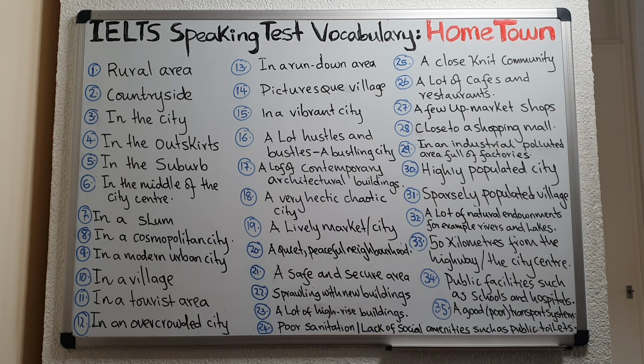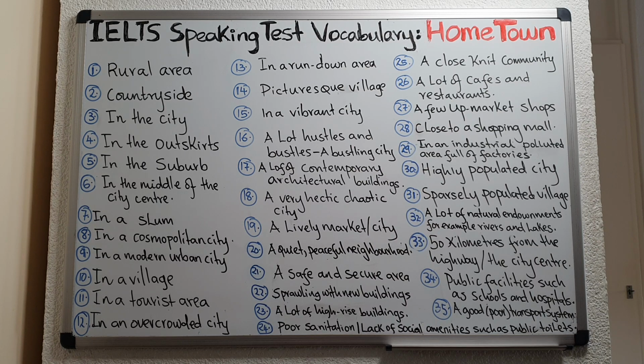Number 20, a quiet, peaceful neighborhood. Number 21, a safe and secure area. Number 22, sprawling with new buildings. Number 23, a lot of high-rise buildings. Number 24, poor sanitation. Lack of social amenities such as public toilets.